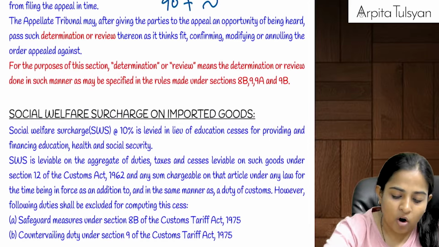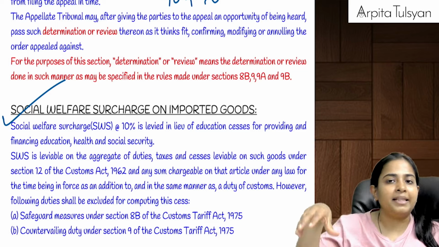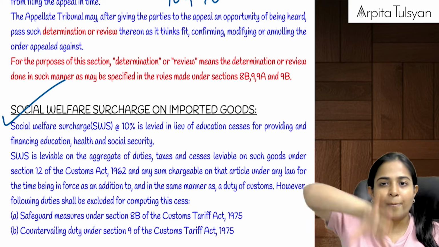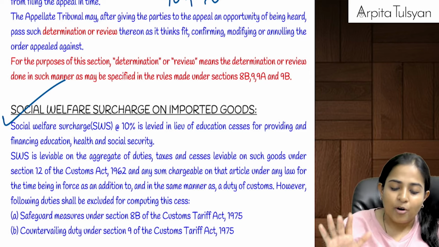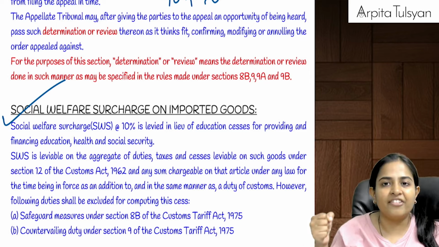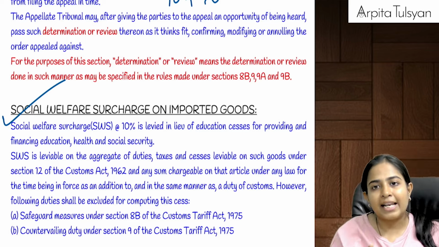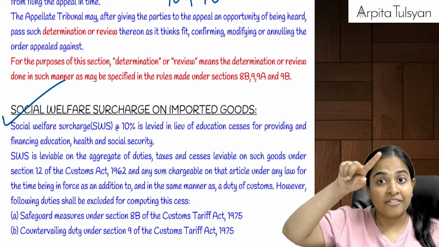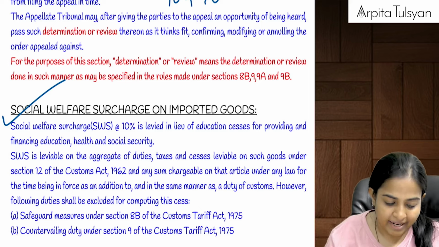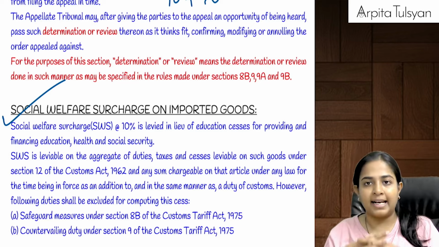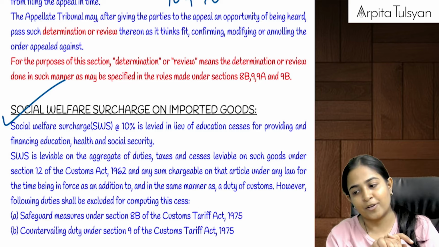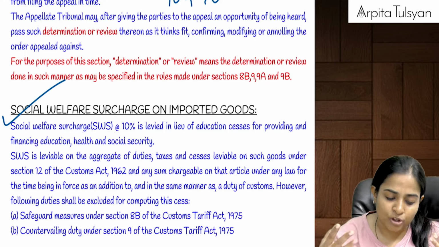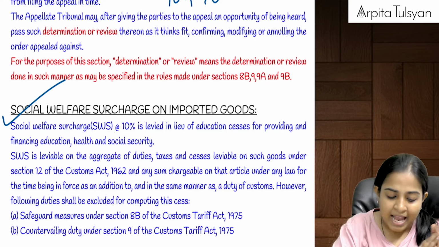And then going on to the last two points, next one is your social welfare surcharge. Earlier education cess was applicable, then education cess was removed. So in compensation of education cess, they have levied this social welfare surcharge. This is calculated at the rate of 10% on the basic custom duty. Not on the value, on the basic custom duty it will be calculated, and whatever amount government will collect, they are saying that they will use it for the purpose of financing education, health, social security and all those things. Are you clear with this?